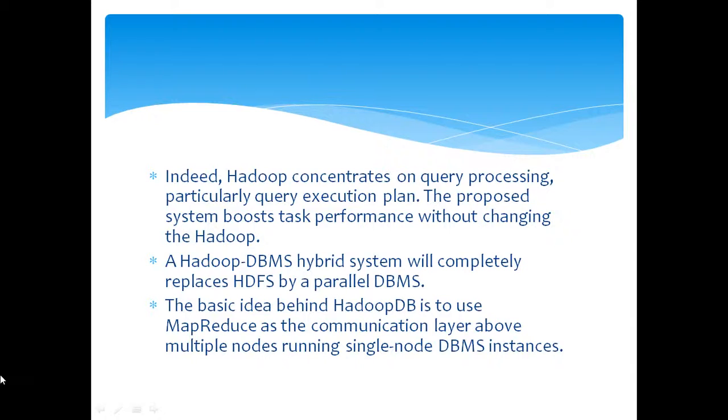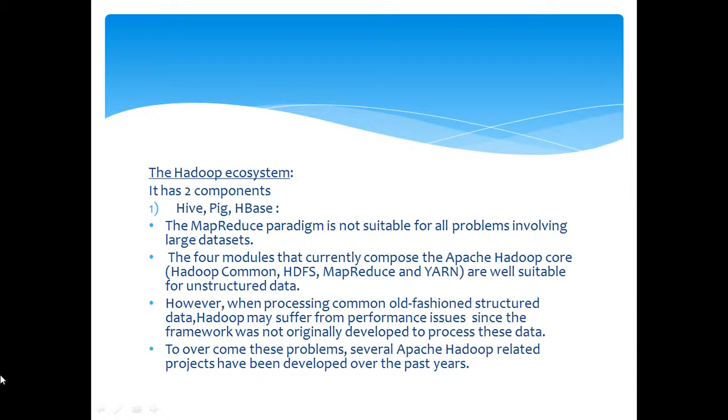Indeed, Hadoop concentrates on query processing, particularly the query execution plan. The proposed system boosts task performance without changing Hadoop. Its main advantage: the Hadoop DBMS hybrid system will completely replace HDFS with a parallel DBMS. The basic idea behind HadoopDB is to use MapReduce as a communication layer above multiple nodes running single node database management system instances.